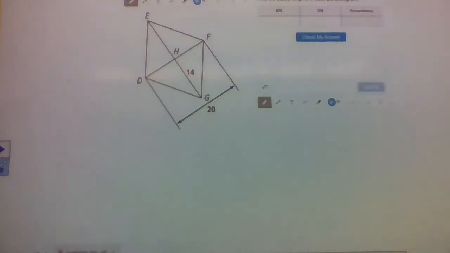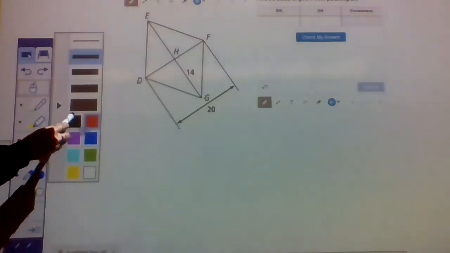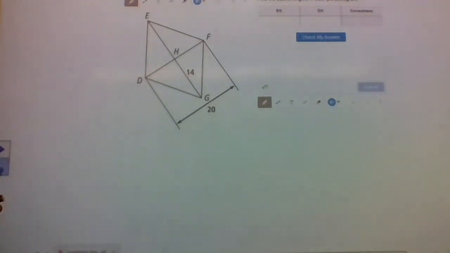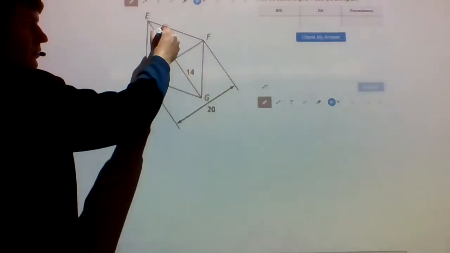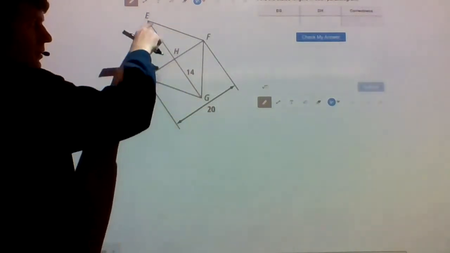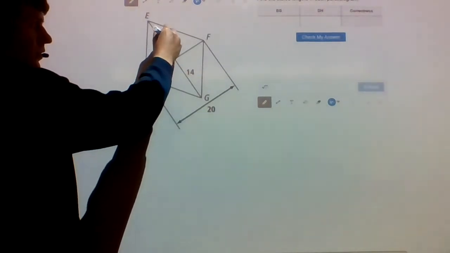All right, our next property, or last property here for parallelograms, is that the diagonals bisect each other. So since this is a parallelogram, we know the diagonals split each other in half. So if HG is 14, we know EH is also going to be 14.